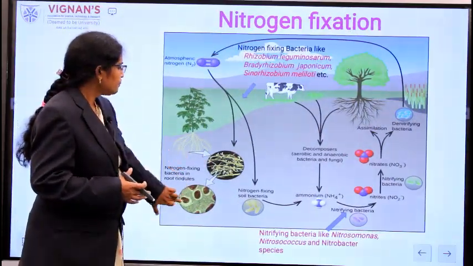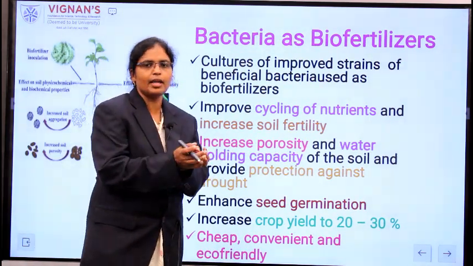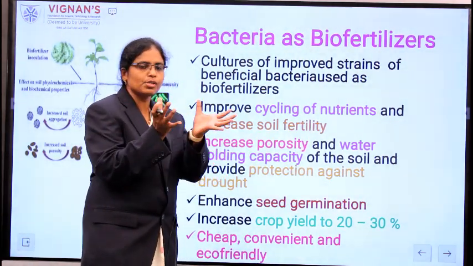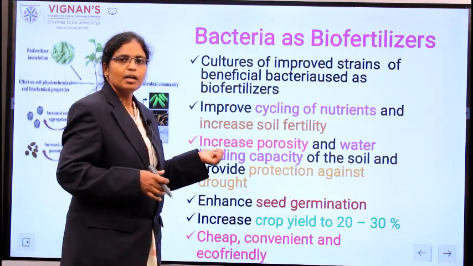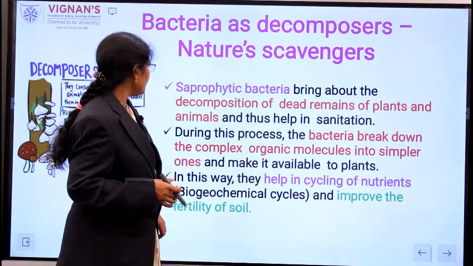Why? Because the bacteria we can grow on a small scale in a conical flask, and we can produce a huge biomass of this biofertilizer. So these are economically cheap.